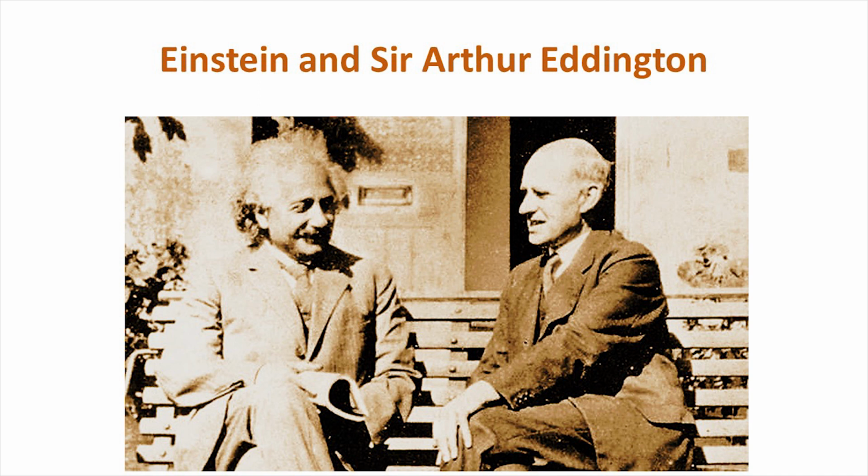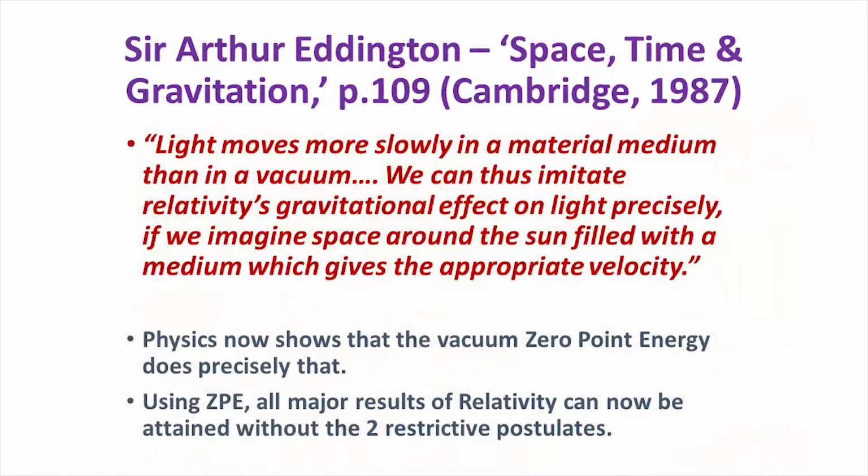One of Einstein's strongest supporters was famous British physicist and astronomer Sir Arthur Eddington. He suggested that there was a different mechanism available which produced the same results as relativity without the need for those two restrictive postulates. He came to the following conclusion and illustrated it with an example, and I quote, "Light moves more slowly in a material medium than in a vacuum. We can thus imitate relativity's gravitational effect on light precisely if we imagine space around the Sun filled with a medium which gives the appropriate velocity."